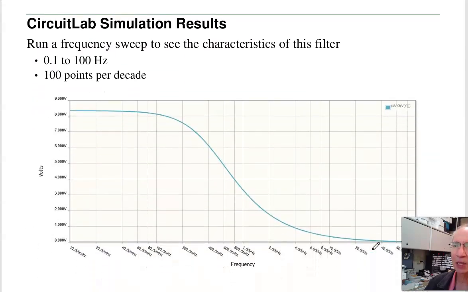In CircuitLab, I could do a frequency sweep and show this is a low-pass filter. DC gain is 50 over 6. Here's the pole at 2, pole at 3, then drops off.